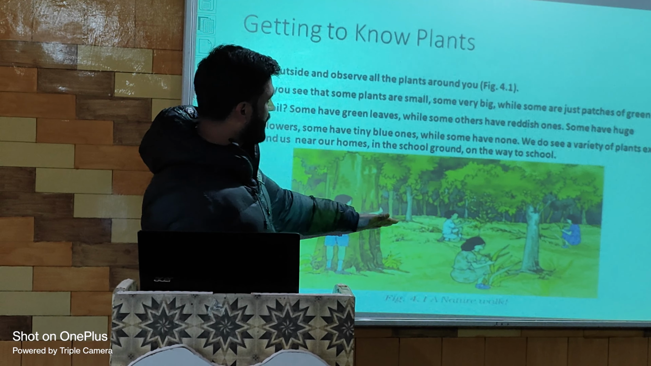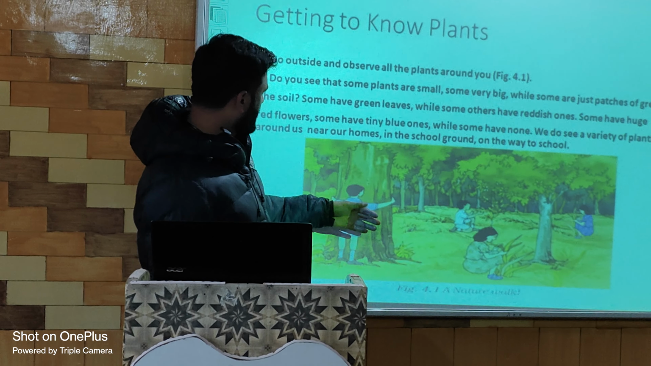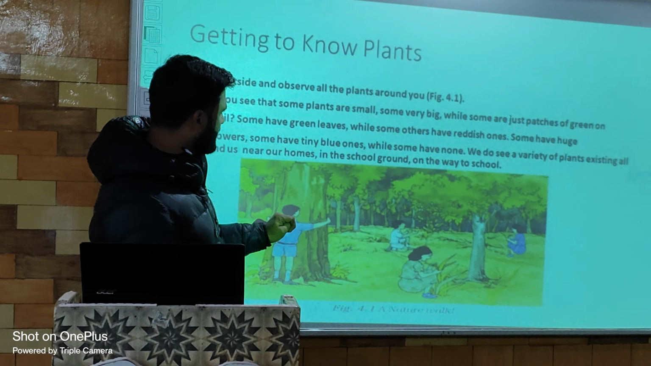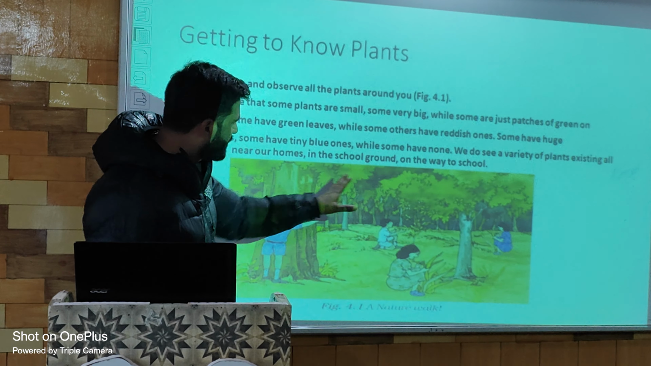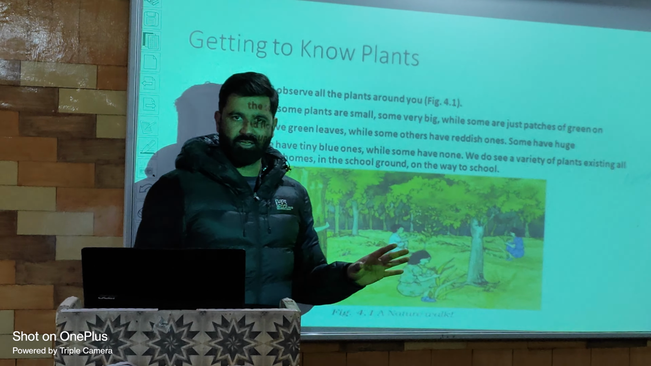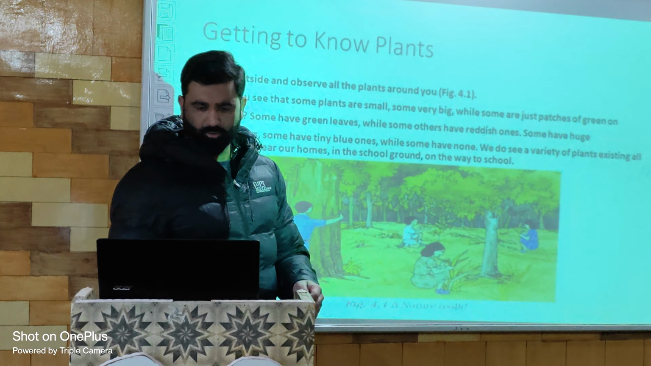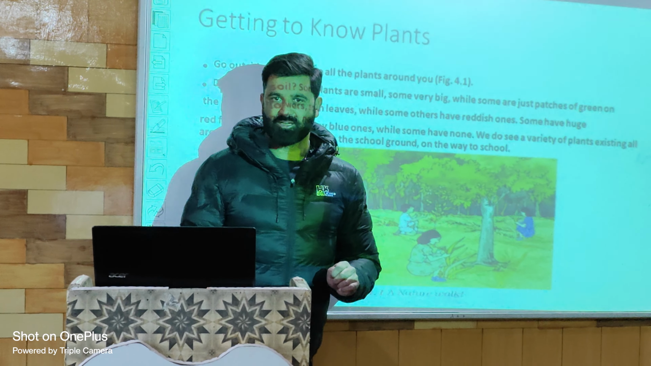And there are some patches of green grass on the soil. Some have green leaves while the others have reddish leaves, and others have blue leaves. And there are some plants in our locality, in our school. When we go outside, we find different types of plants in our locality.